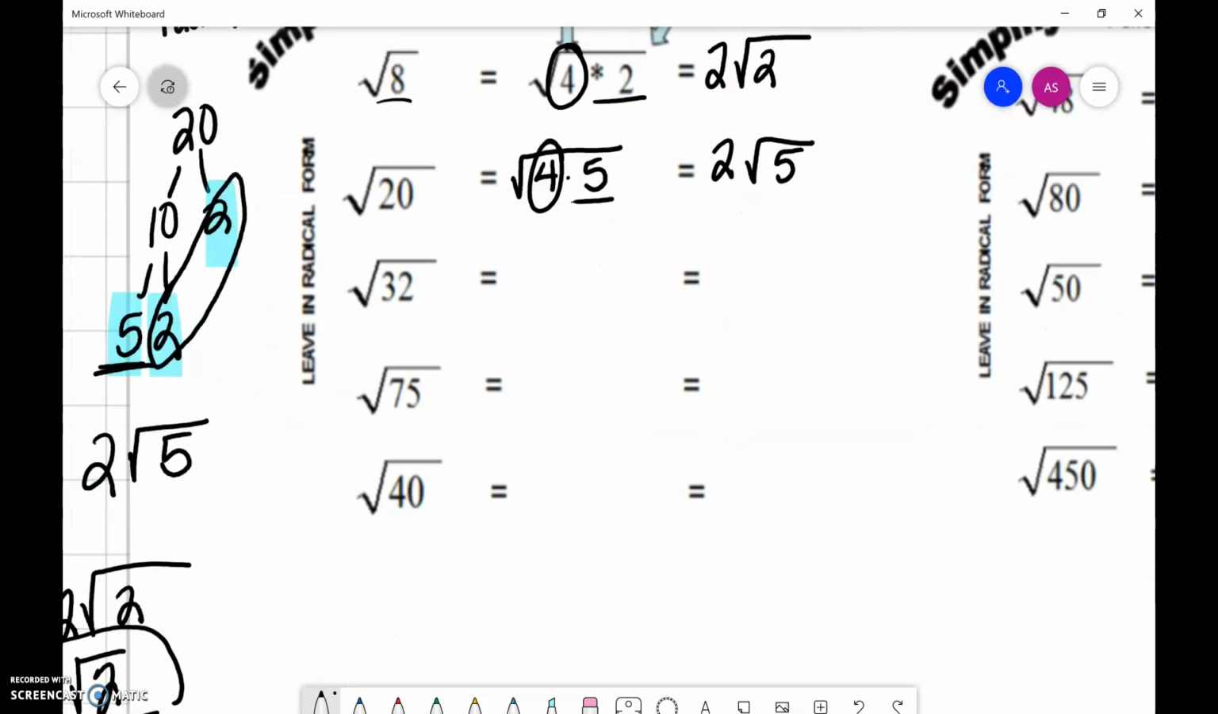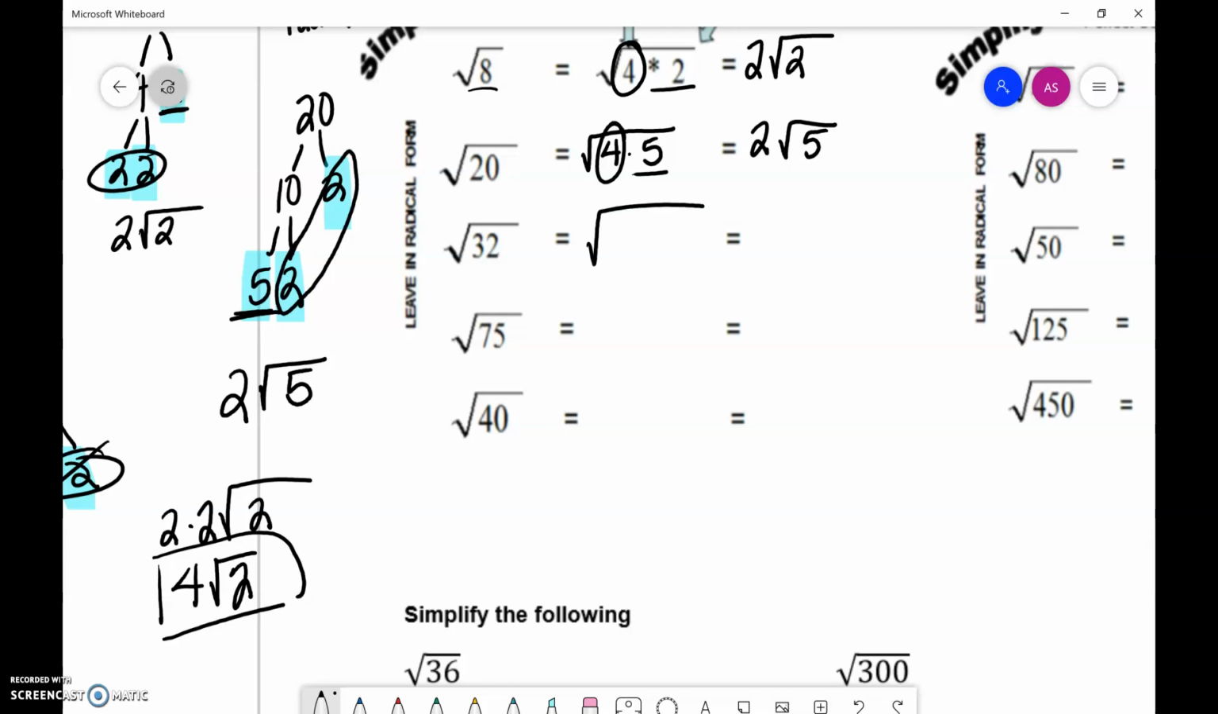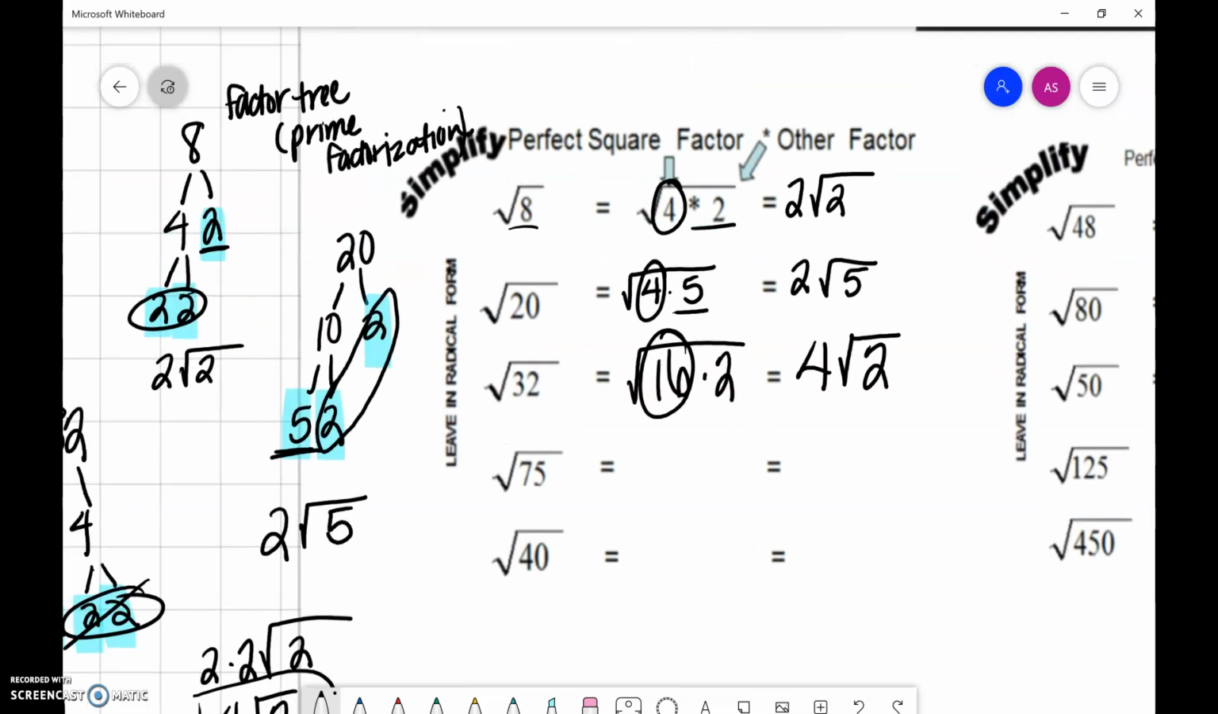Now let's say I did it the other way, and I did my highest perfect square. My highest perfect square is 16. So I'm doing 16 times 2. The square root of 16 is 4, so I have 4 square root 2. So that's just a few examples.